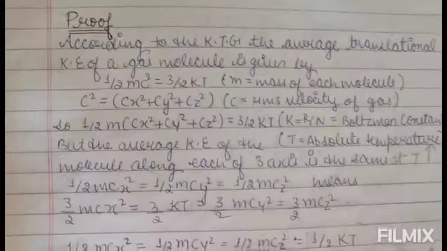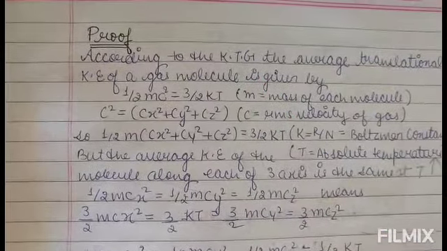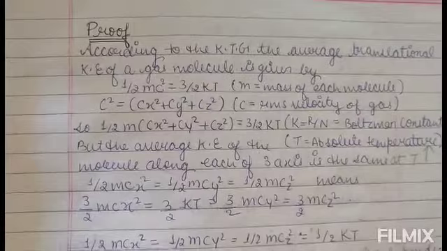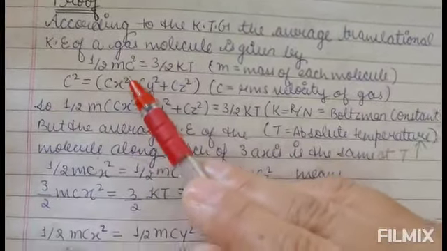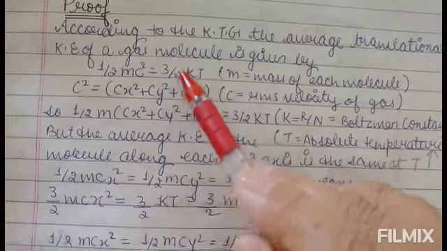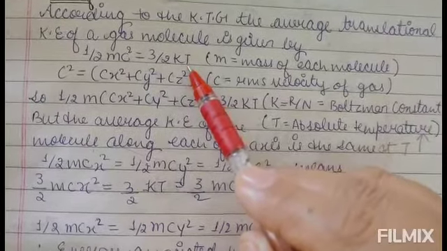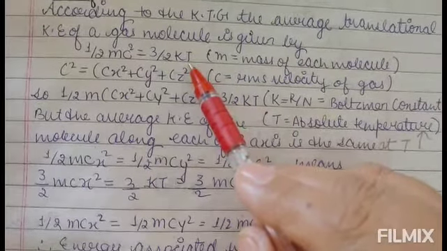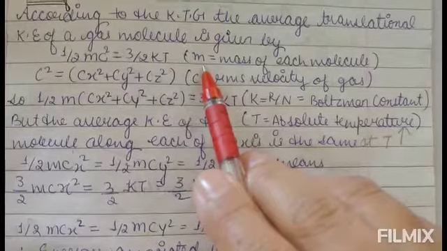So we'll now prove the law of equipartition of energy. According to the kinetic theory of gases, we know that the average translational kinetic energy of a gas molecule is given by half mc square, and that is equal to 3/2 kT. This formula we have already derived. That is the kinetic energy of a gas molecule. Here m is the mass of each molecule.